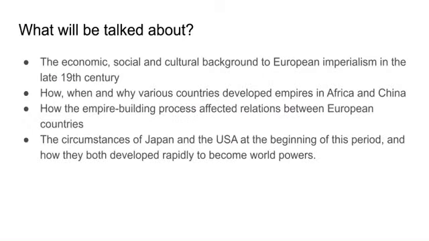This chapter will be on the economic, social, and cultural background to European imperialism in the late 19th century, how, when, and why various countries developed empires in Africa and China, how the empire building process affected relations between European countries, and how the circumstances of Japan and the USA at the beginning of this period were, and how they both developed rapidly to become world powers.